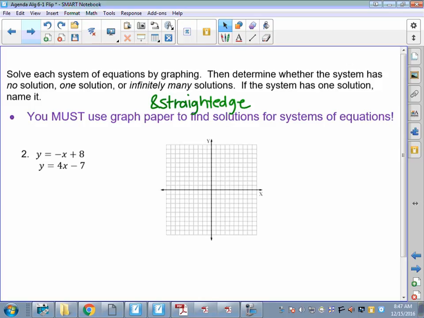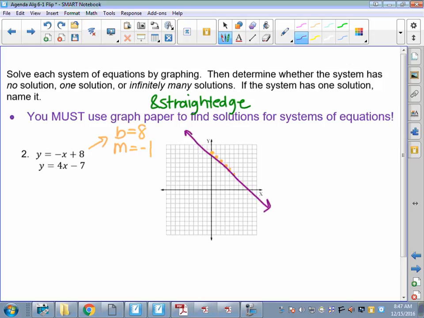So let's do a quick graph here. Number 2, we've got y equals negative x plus 8 and y equals 4x minus 7. This is really nice because these are both in mx plus b form, so there's no work to be done besides graphing. For this top one, my b is 8. My slope is negative 1. I'm going fast through this because if you don't know how to graph at this point, you need to get in here and ask me questions.